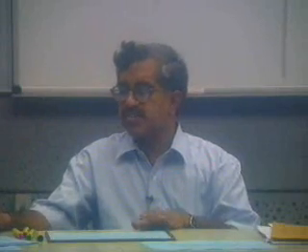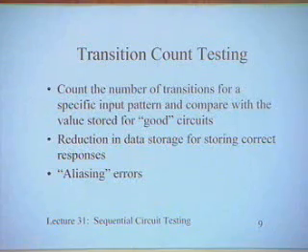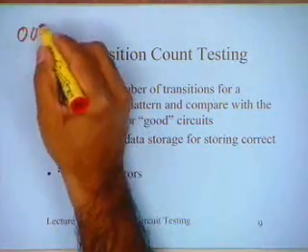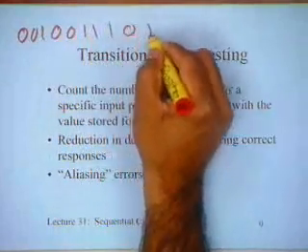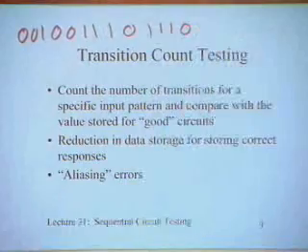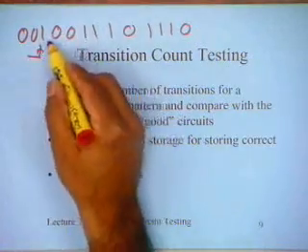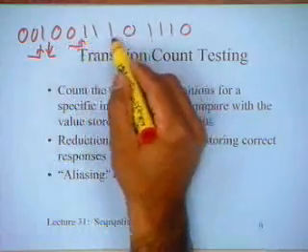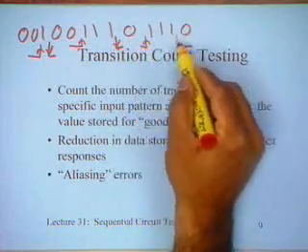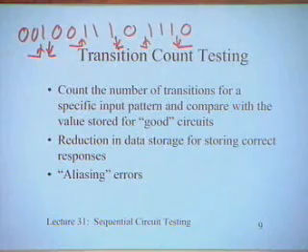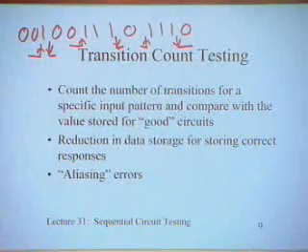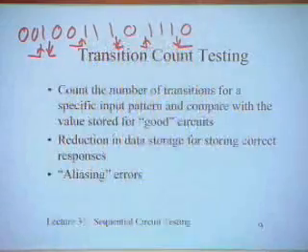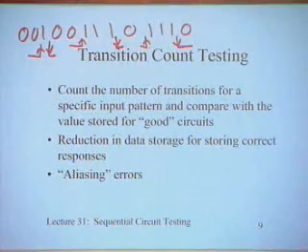One of the ways of minimizing that people introduced was what's called transition count testing. Here, for all the inputs that you are applying, you don't store all the corresponding outputs. But if you look at the output, and if your output is 0, 0, 1, 0, 0, 1, 1, 1, 0, 1, 1, there is a transition occurring here, here, here, and here. So you identify the transitions: 1, 2, 3, 4, 5, 6. Six transitions are occurring and you just store the number 6.